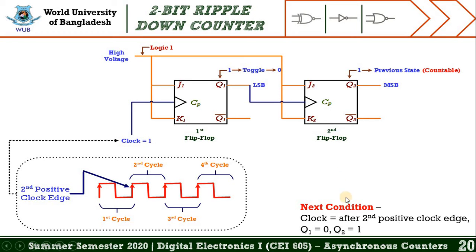That's why we can write the value of clock is equal to 1, the value of Q1 is equal to 0, and the value of Q2 is equal to 1. So let's move into the next slide to explore another condition.